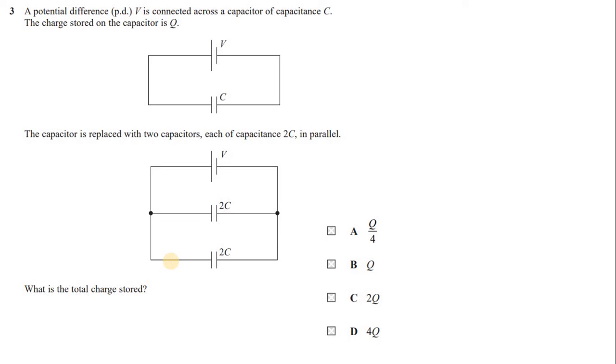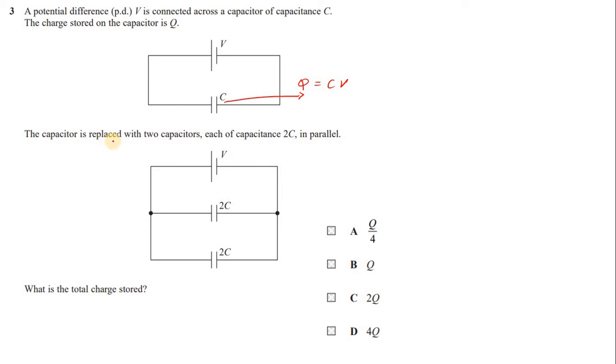Question number 3. A potential difference V is connected across a capacitor of capacitance C. The charge stored on the capacitor is Q. So the charge stored in the capacitor is Q, and this Q would be equal to CV. This is the charge stored in it.